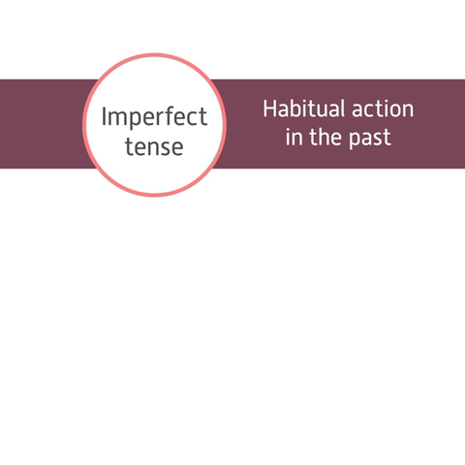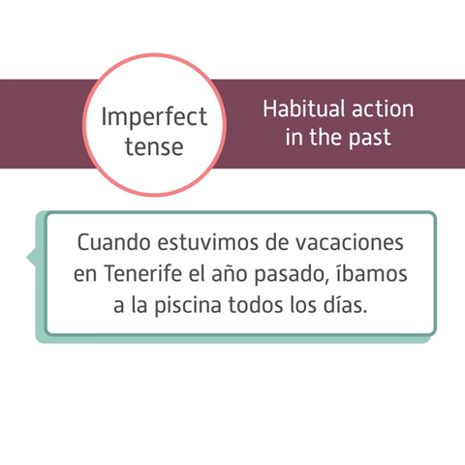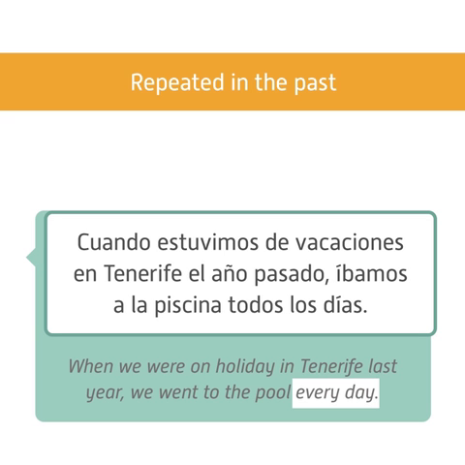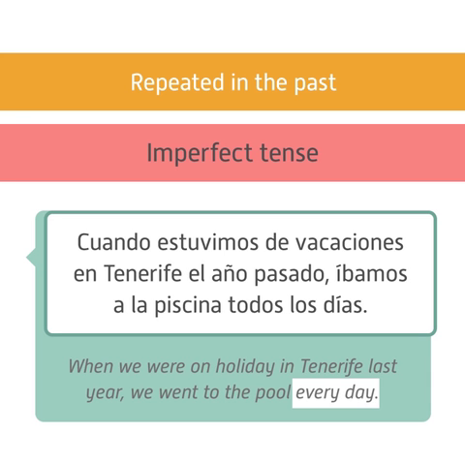The imperfect tense is also used to describe a habitual or repeated action that took place in the past. For example, the sentence, Cuando estuvimos de vacaciones en Tenerife el año pasado, íbamos a la piscina todos los días. This means, when we were on holiday in Tenerife last year, we went to the pool every day. The words every day tell us that it was a repeated action in the past. This is what indicates that you should use the imperfect tense.